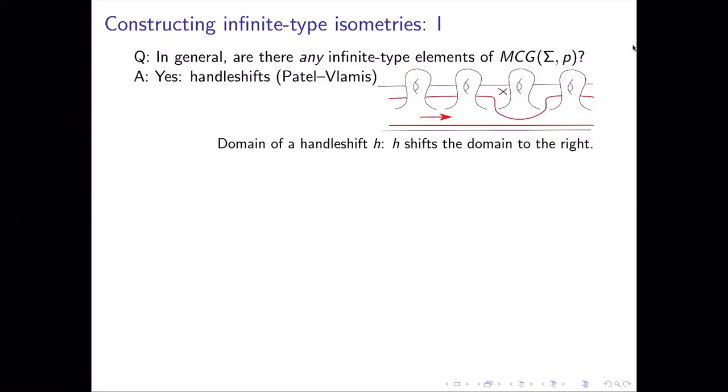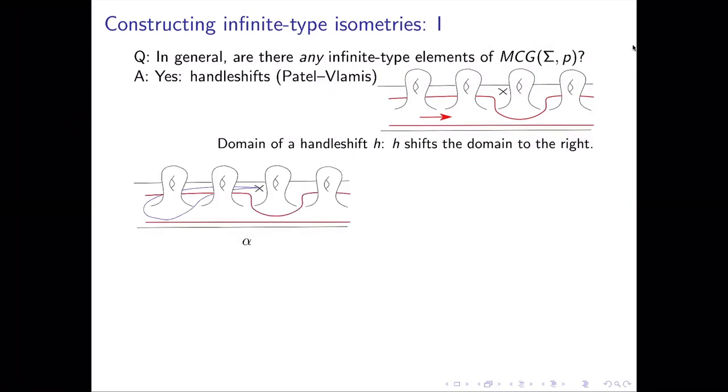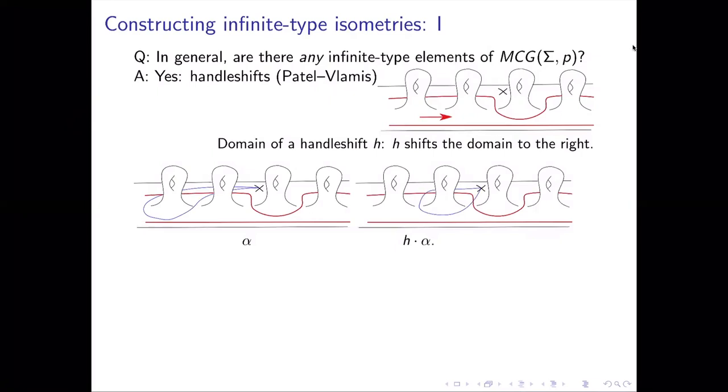So let me describe in a little more detail what this handle shift does. I'm going to do it by showing you the image of some arcs. I'm choosing arcs rather than simple closed curves because we're looking at actions on the arc graph. So here's an arc alpha. It starts at the puncture and loops around that first handle. And if I apply this handle shift H, it's now going to just loop around the second handle.